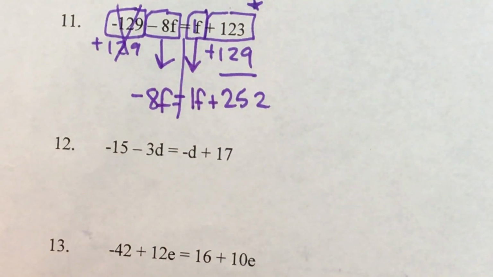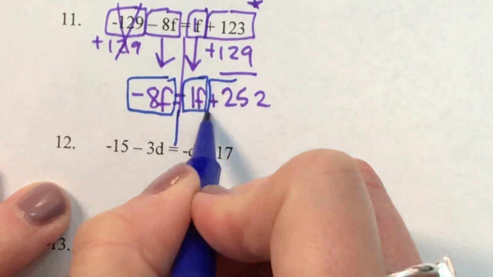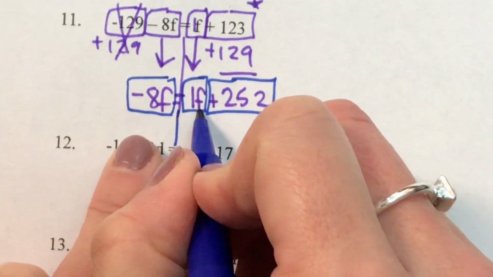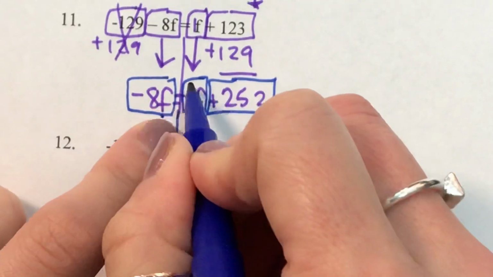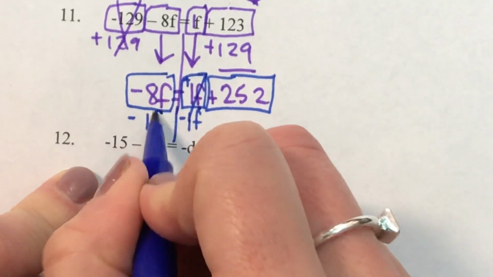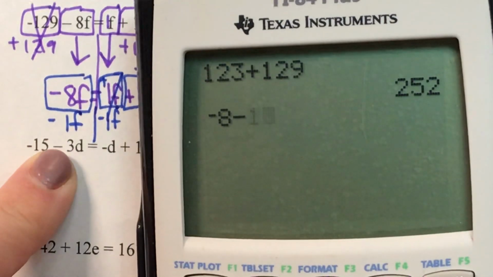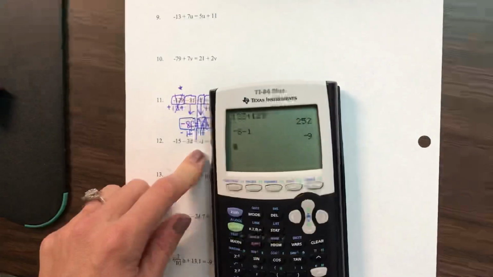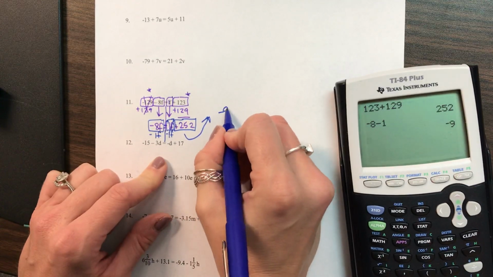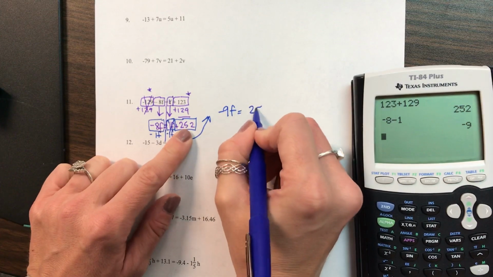So now I've got negative 8f, 1f, and positive 252. I have to start over here. There's more stuff to get rid of, and I can only move the f. So since it's positive in the problem, I'm going to get rid of it by subtracting it. And I've got negative 8 minus 1. So that's negative 9. And I'm going to have to bring it up here because I took up too much room. Negative 9f equals whatever's left over here, 252.